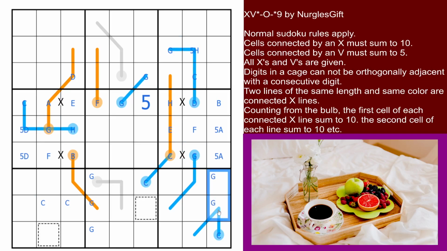G has to be one of these. Oh, G cannot be here, right? G has to be here. G cannot be here because C is already there. So that's G. That G means that's not G. G is one of these. Can that be G? Because that will make that C. Seems fine. Okay.